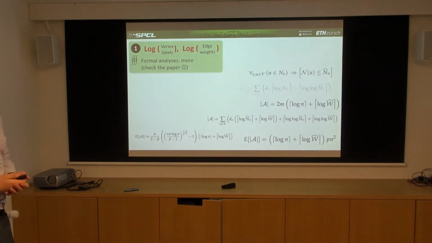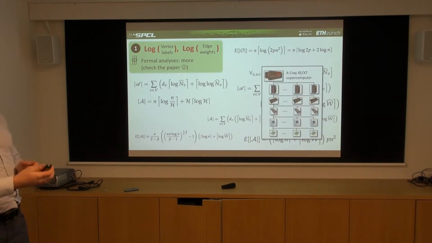Right, so we do have more of this analysis. You can check all of it in the paper, as well as an additional design where we also explicitly consider the fact that our graph can be distributed over multiple units of a hierarchical machine such as a Cray supercomputer.